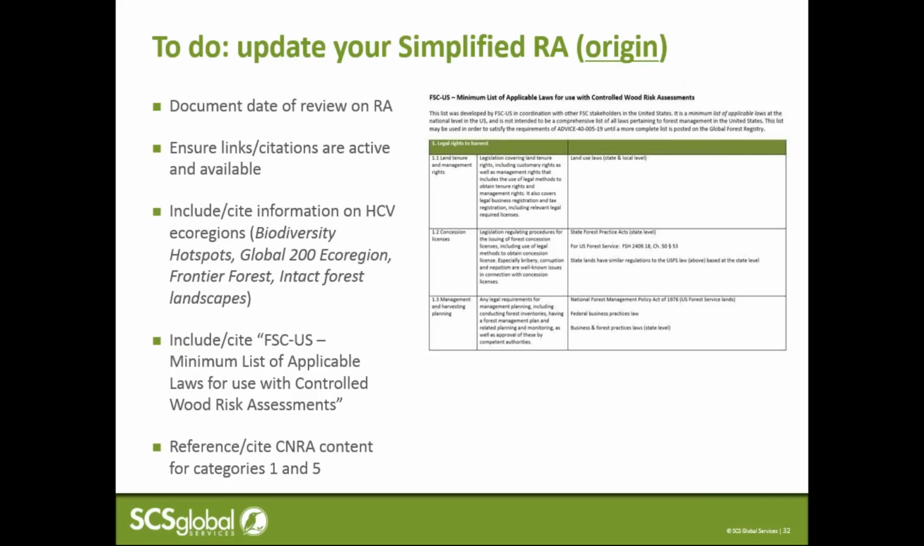The minimum list of applicable US laws is found on the right side of this slide and is available upon request from SCS. For the United States, a centralized national risk assessment has been approved for categories 1 and 5. So we also recommend that certificate holders update their risk assessment to match those approved categories. However, it is not required until the national risk assessment for all 5 categories has been approved.